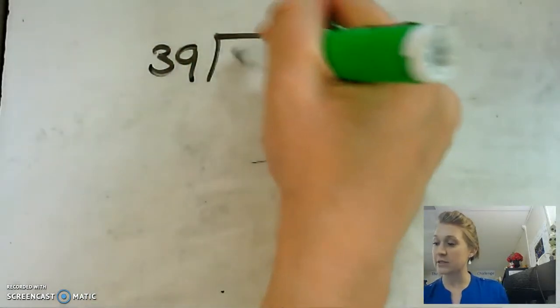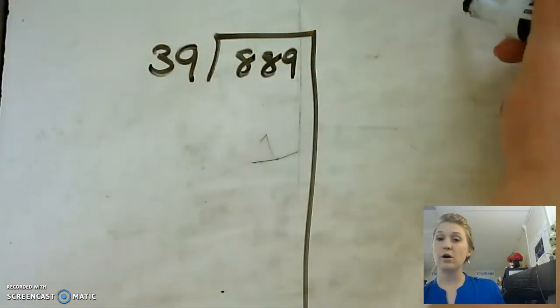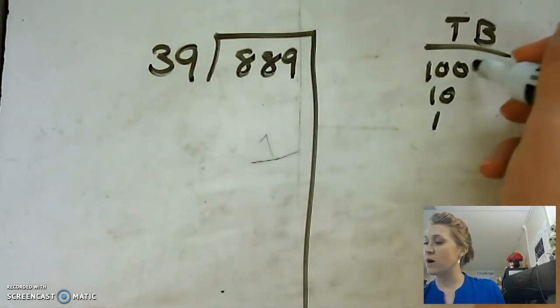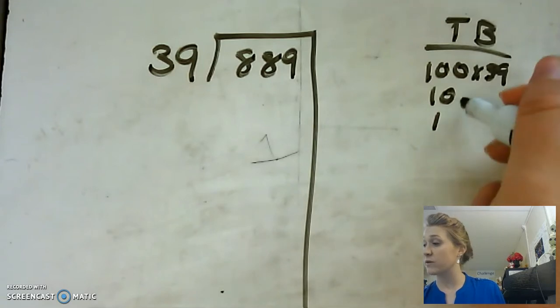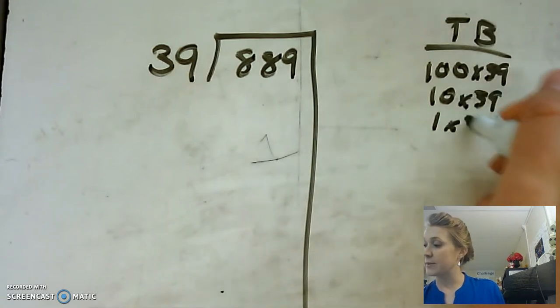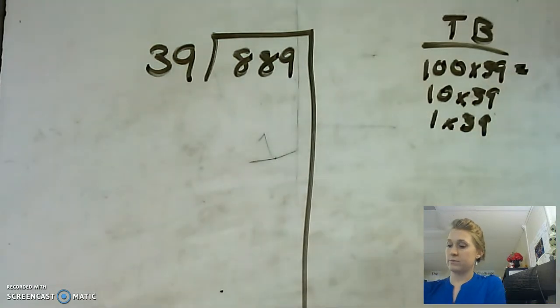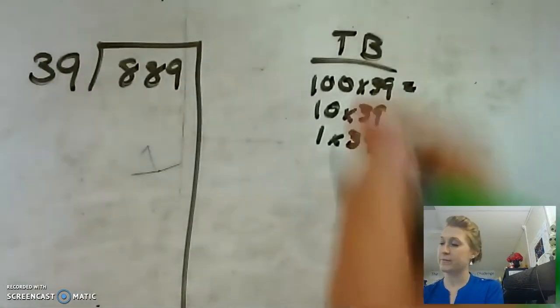I'll tell you how it's done. Using partial quotients is a whole lot of fun. Set up your think box, hundreds, tens, and ones. Next, look at the problem because we've only just begun. So let me get my think box set up. Scooch this over a little bit.